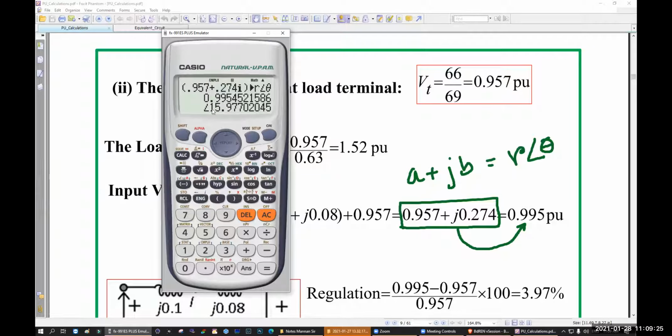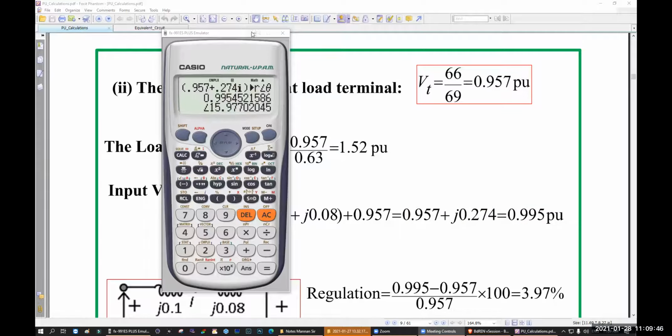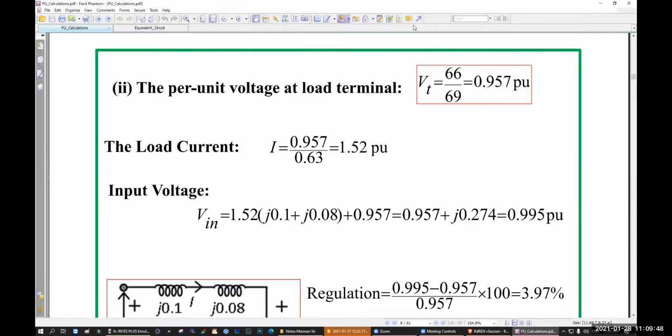0.995, angle will be 15.97, right? But we only need the magnitude, that means the value of R. So 0.995 per unit. Understood, everyone? Yes, sir. Now that is your input. So what you have done is you have given these input, but you have got these output.